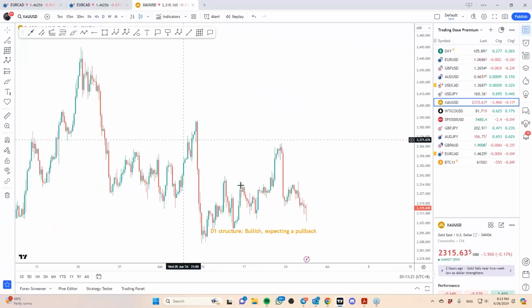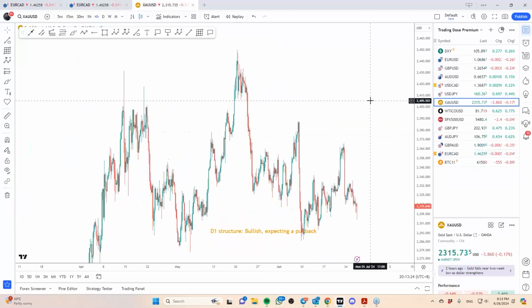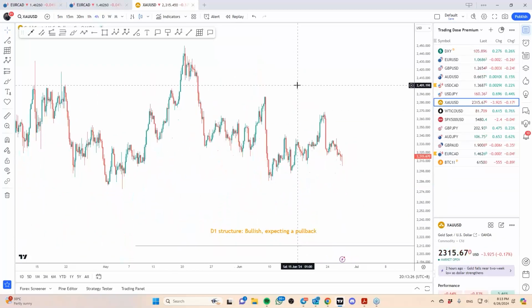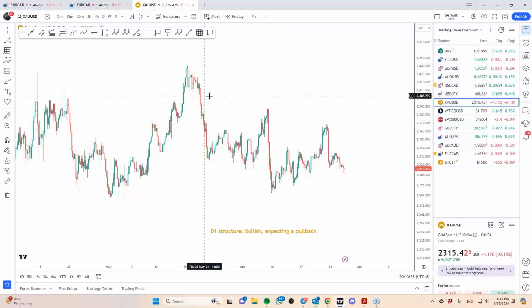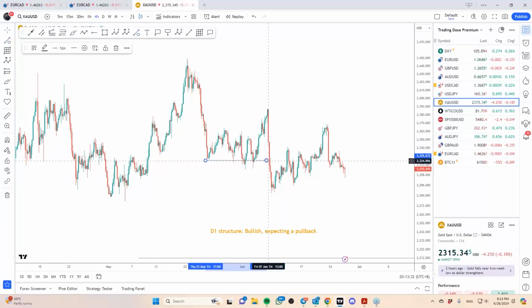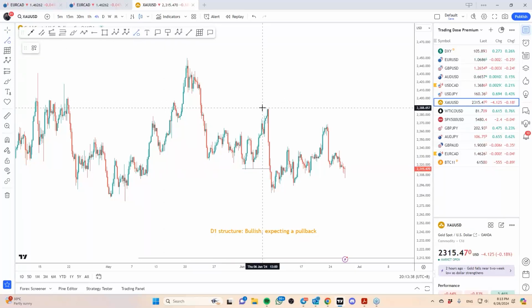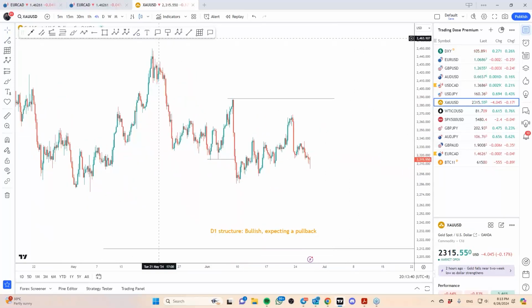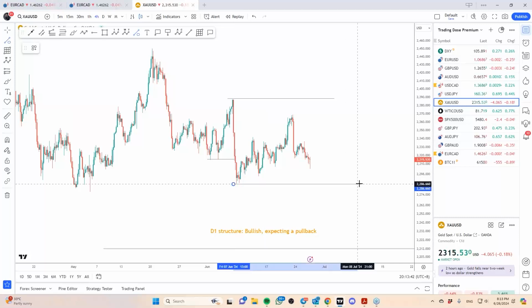Okay, so if we go down to the 4-hour time frame, what do we have, right? We have a bearish structure on the 4-hour time frame, very, very obvious. Because why? This is obviously a break of structure. You can see the break of structure here. So naturally, this is our swing high, and then this is our swing low.